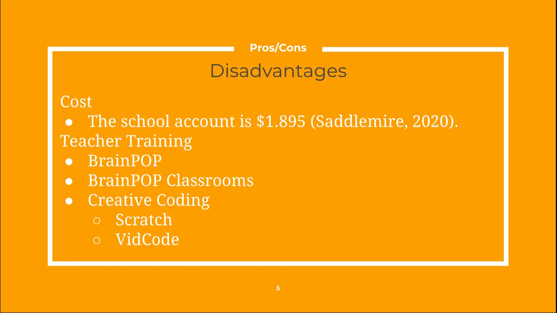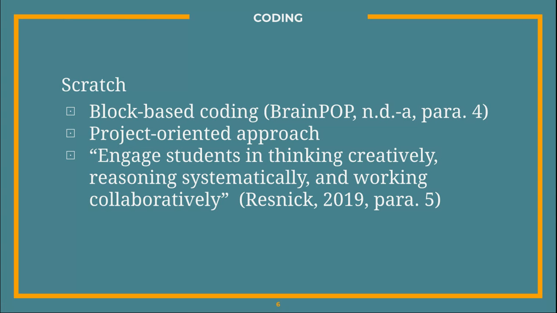But some of the disadvantages are a school account is around $1,895. And you have to have a school account in order to use creative coding. And teachers would require training on how to use BrainPop, how to use the BrainPop classrooms, and how to use both creative coding devices, Scratch and VidCode.